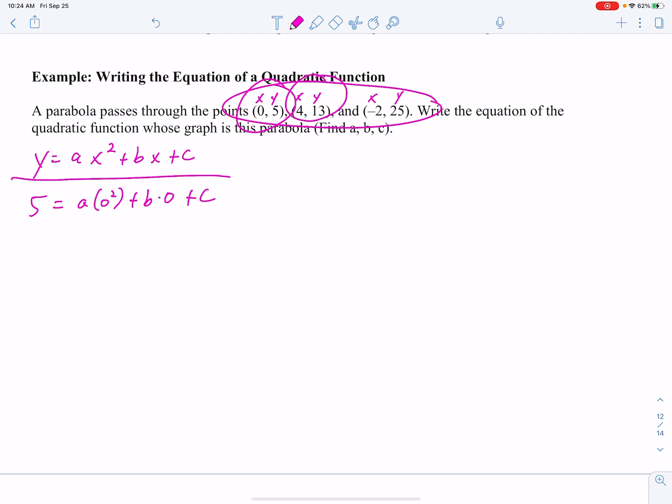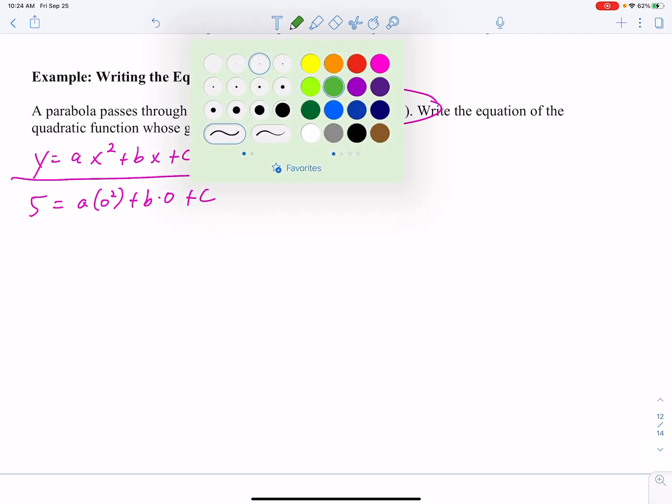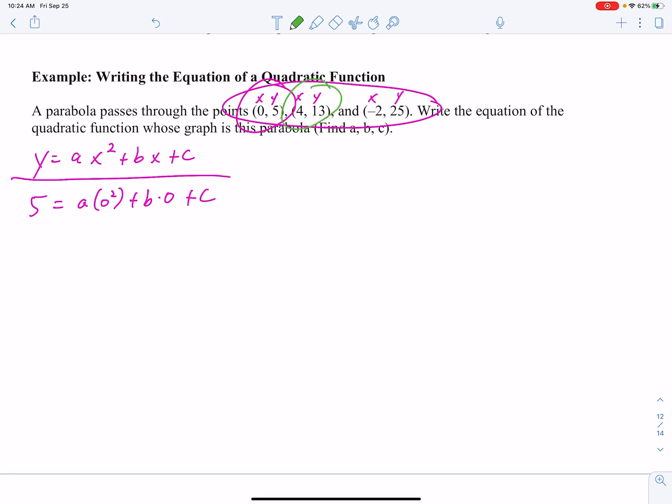Now we're going to use the second set of points, x's and y's, 4, 13. Same thing though, 13 equals a times 4 squared plus b times 4 plus c.